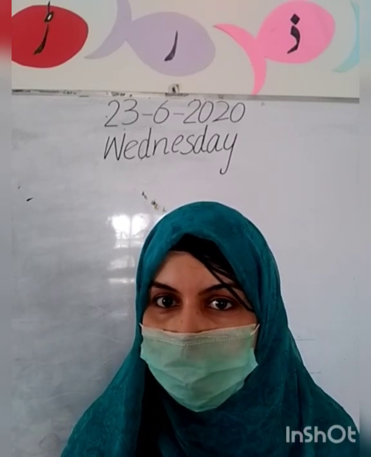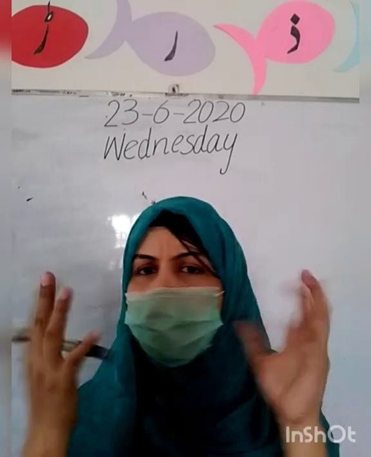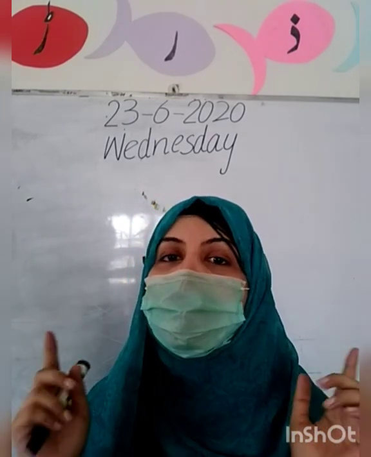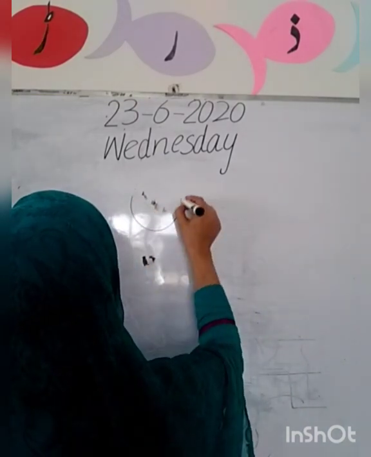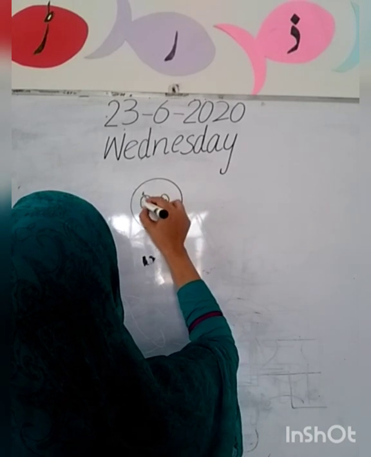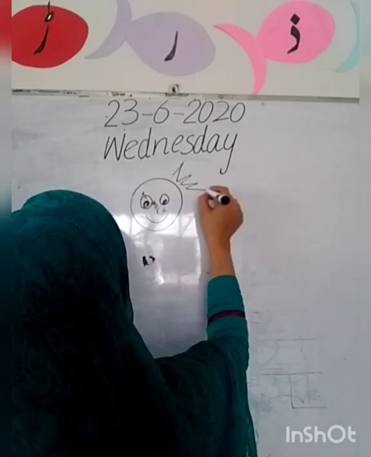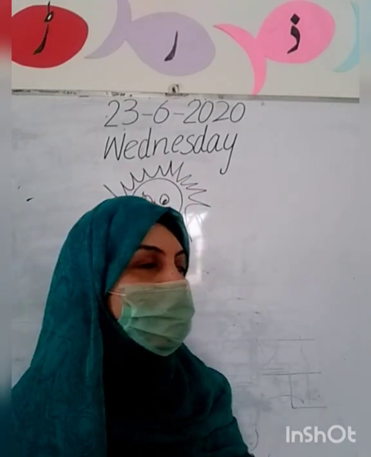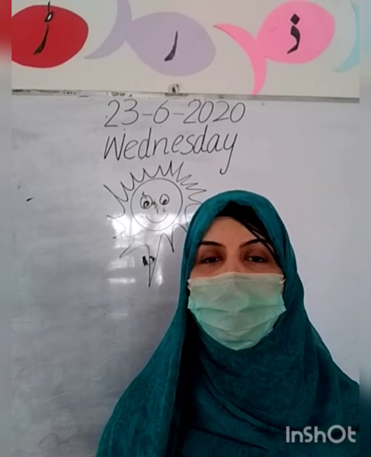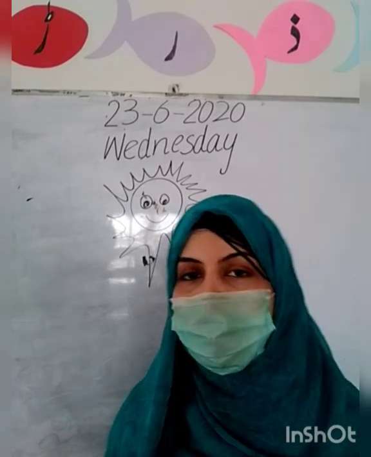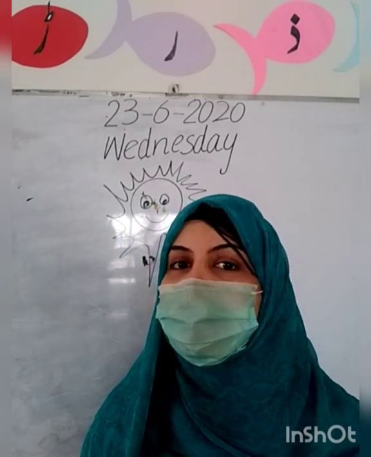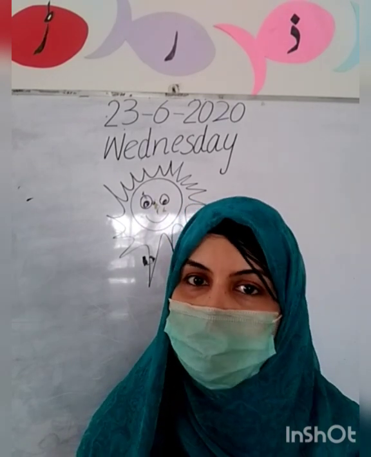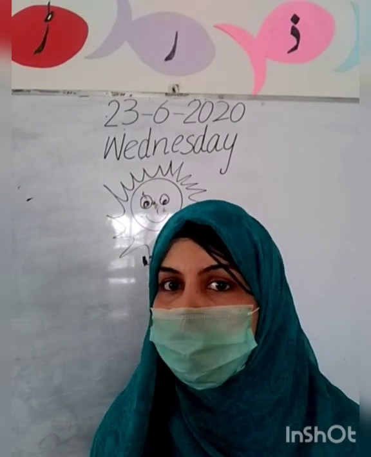Today is a sunny day. You can see sunny, no clouds, no snow, no wind, nothing, just a sunny day. Today is a sunny day and which season is going on? Summer season. Summer season. You know kids, repetition is very necessary for the toddlers.